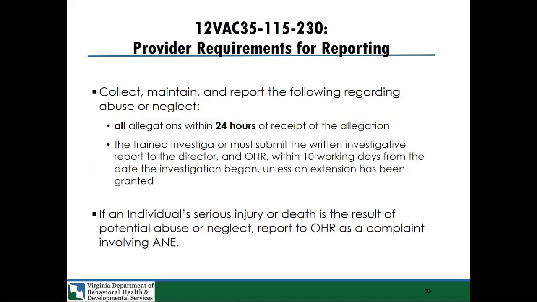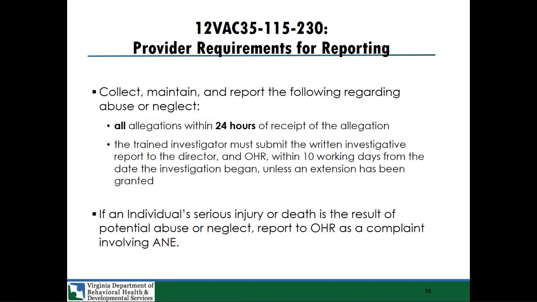Specific to complaints involving abuse and neglect, which is section 230 of the Human Rights Regulations, as it relates to reporting on these specific complaints. There you will find specific actions for provider reporting.